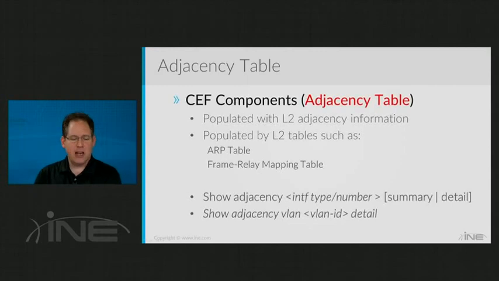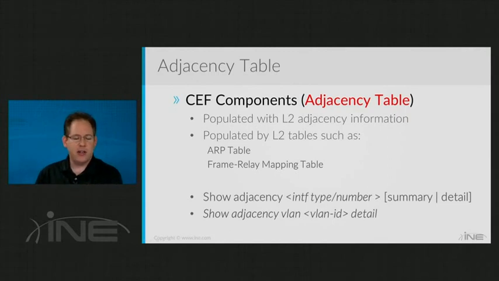So this is populated, as it says, with layer 2 adjacency information. For example, my routing table might have a 32-bit entry for a host I'm connected to, but it's not necessarily going to know what the MAC address is of that host. Or if that host is reachable via frame relay, it's not necessarily going to know what the frame relay DLCI I use to get to that host is. The adjacency table is going to provide that information.